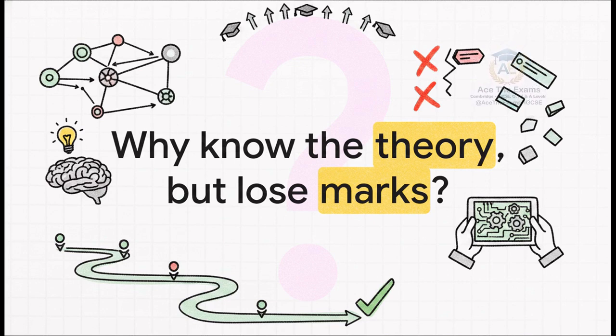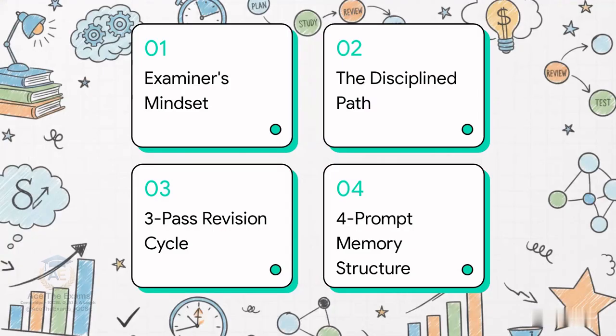If we look at their flawed answers with the examiner's red pen marks all over them, a harsh truth is revealed. Students lose marks because their answers rely on generic labels and isolated facts instead of precise reasoning. You can't just recognize a concept, you have to truly understand it, and most importantly, successfully apply it to a specific digital scenario. To fix this disconnect, we're going to walk through a bulletproof framework today. We'll start with the examiner's perspective, move through a disciplined answering path, introduce a 3-pass revision cycle, and wrap up with a practical memory structure.